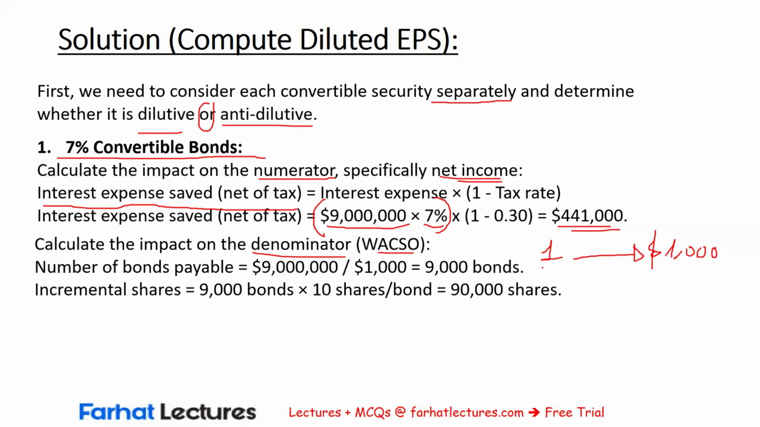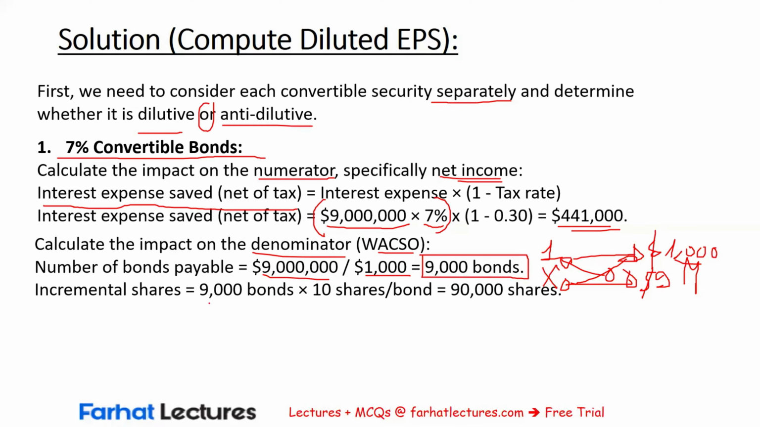How many bonds have a total face value of 9 million? So we're going to multiply 1 by 9 million, and 1,000 times x equals 9 million. X equals 9 million divided by 1,000, and the number of bonds payable is 9,000 bonds.